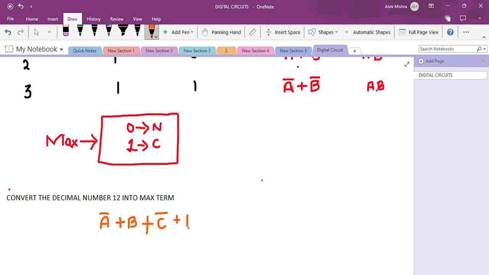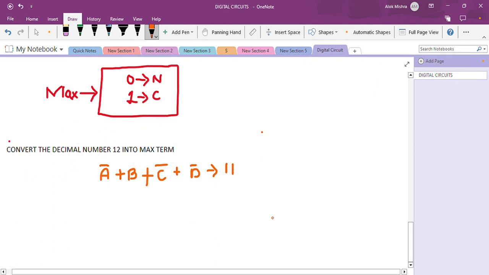1, 1, 1, 1. In this case, what's the final answer? 1, 0, 1. Okay, so what's the decimal value? 1, 0, 1, 1 is 11. Okay. Now write the logical expression output.